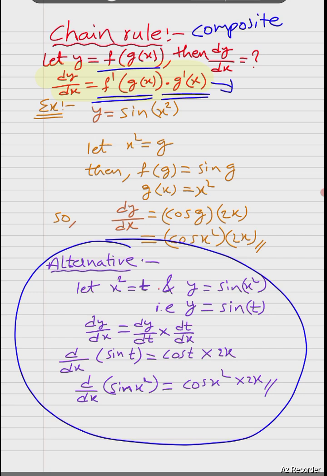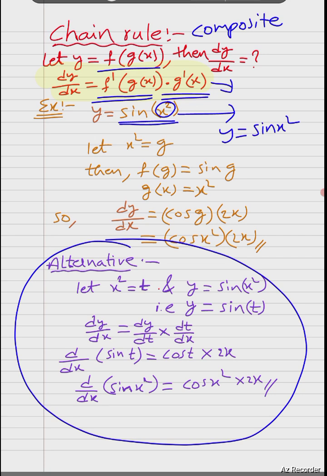Suppose I have given the question y is equal to sin x square. Sin is one function and x square is another function within this function. So it is a composite function. In such cases, how do we use the chain rule to find the derivative?